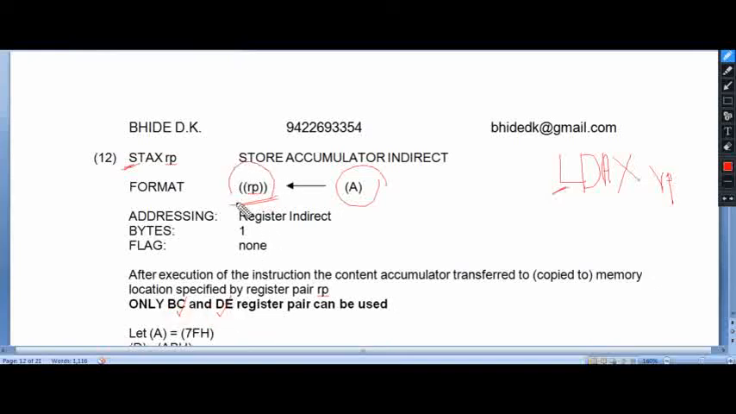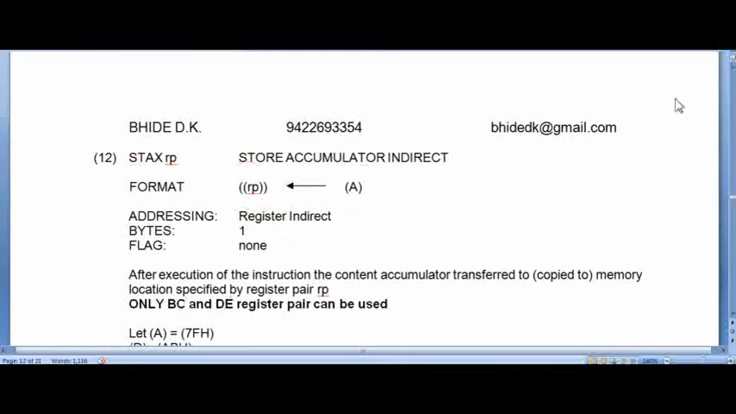Memory is represented by a register pair, therefore the addressing mode is register indirect. Only the operation code is there, bytes equal to 1, flags affected equal to none. Store means you have to store the number from the accumulator to memory. Who represents the memory? The register pair represents the memory.